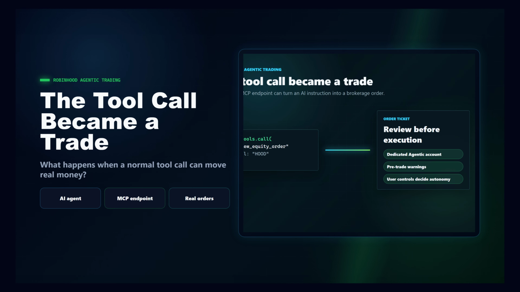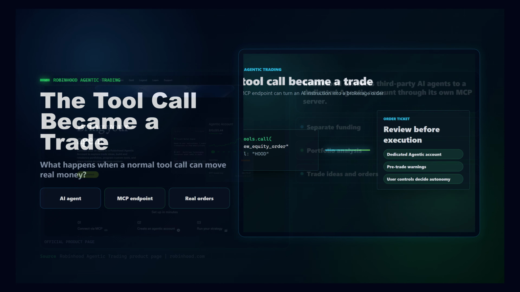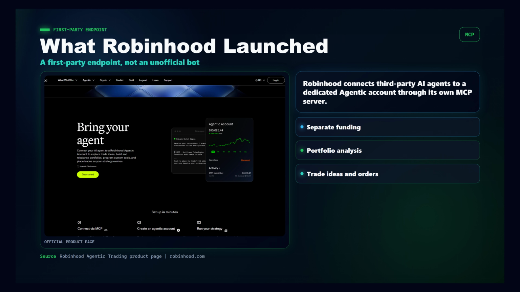The question is what happens when a normal tool call can move real money. Robinhood's pitch is simple. Connect an AI agent to a dedicated Robinhood Agentic account. Fund that account separately and let the agent analyze portfolios, generate trade ideas, rebalance, and place trades. The launch post positioned this as Robinhood opening up to AI agents through AI-native MCP servers. That matters because this is not just another unofficial trading bot.